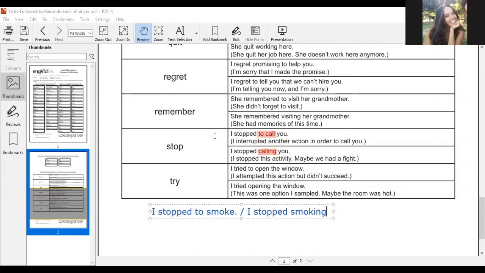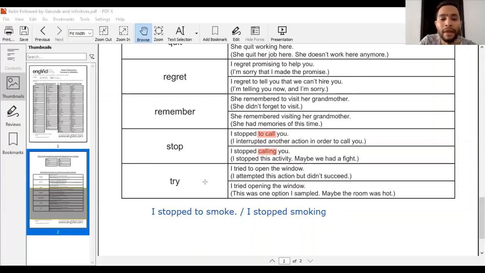Then with try. Now, try, you know, that means intentar, right? Try means intentar. Now, we have, I tried to open the window. I attempted this action but didn't succeed. I tried to open the window.